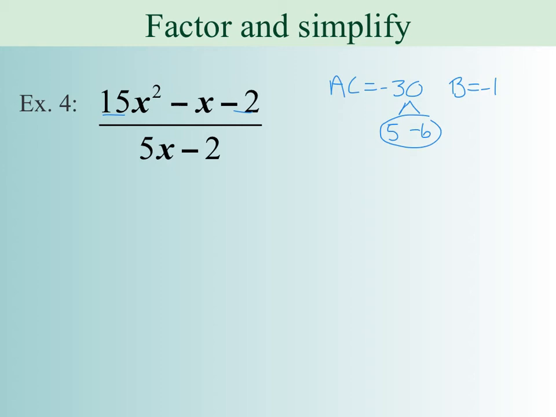And this one is where a is greater than 1, so you would have to either use guess and check or box method or factor by grouping. So you can go ahead and pause and get your factors from there.